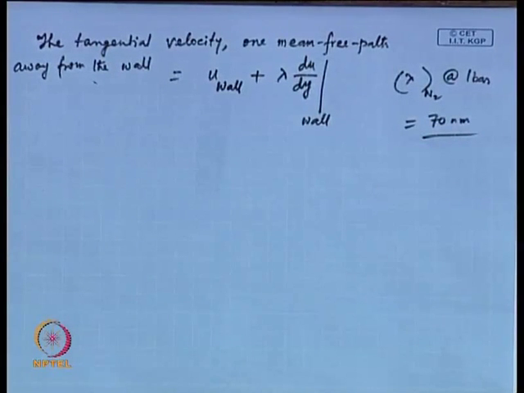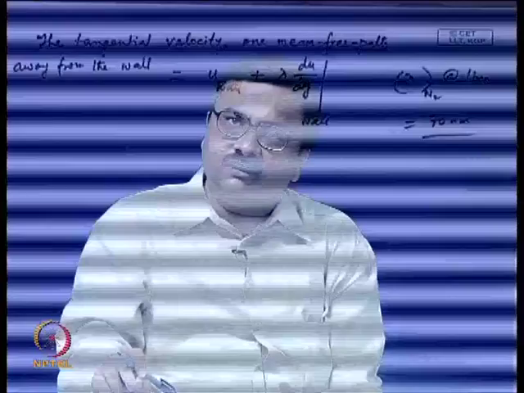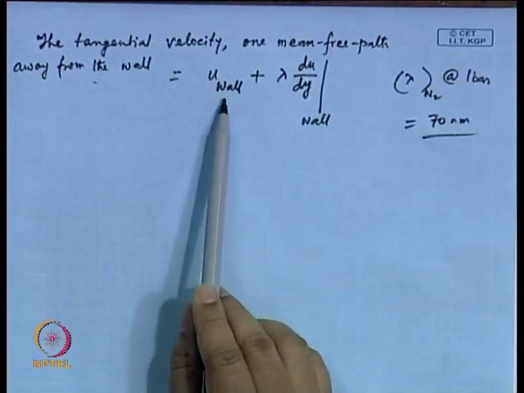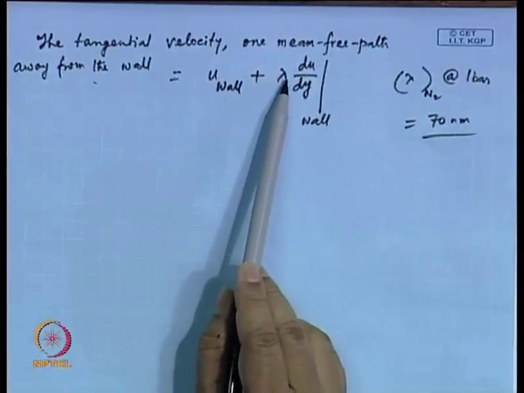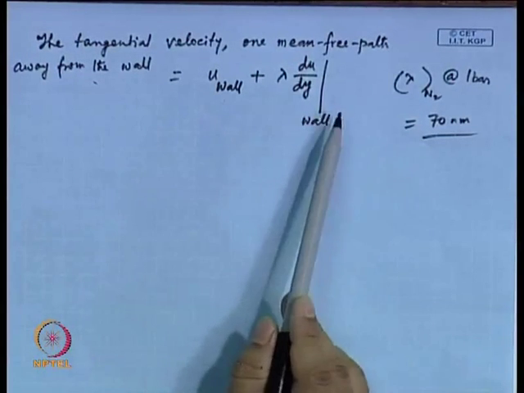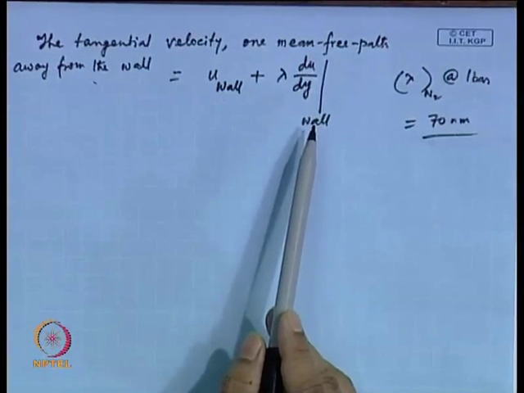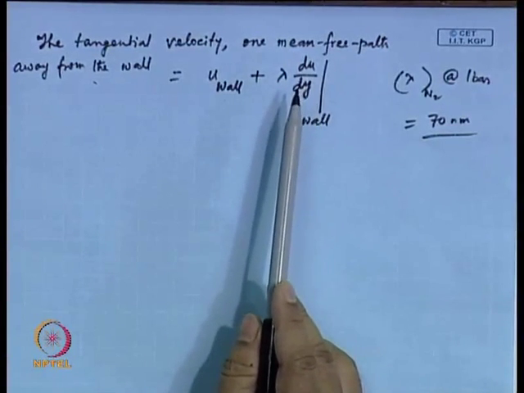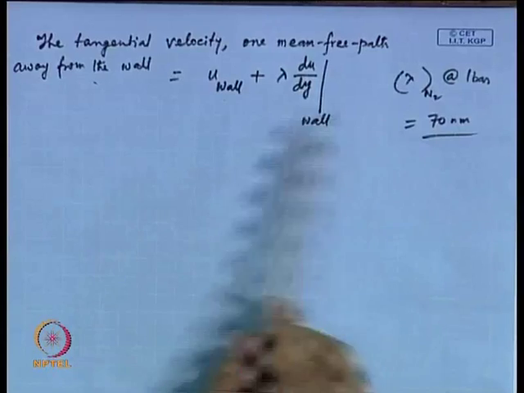Now, if you consider not exactly the wall, but one mean free path distance, that means 70 nanometer away from the wall, and at that point you want to know the velocity, what you do is assume u wall plus the distance away from the wall times du/dy at wall. Ideally, if you expand it, there should have been other terms as well. Right. So, you are only taking the first order term and not other terms.